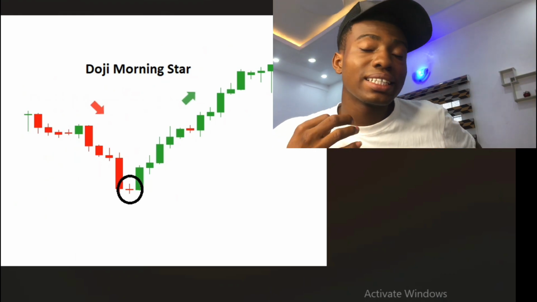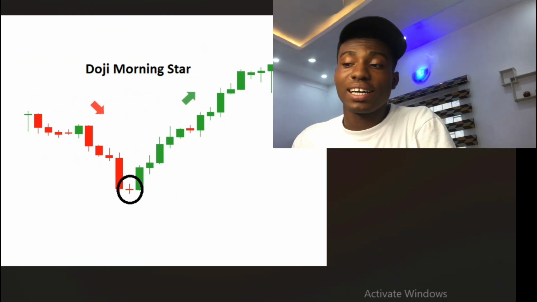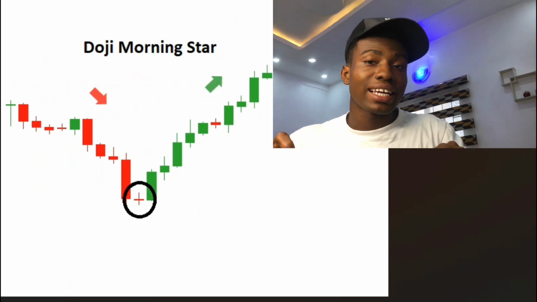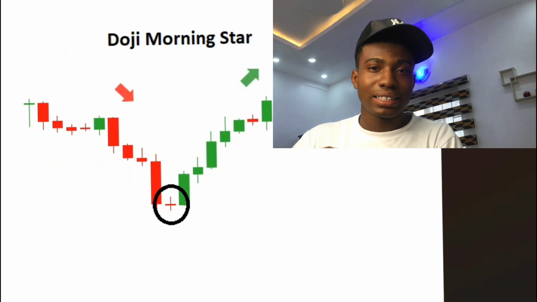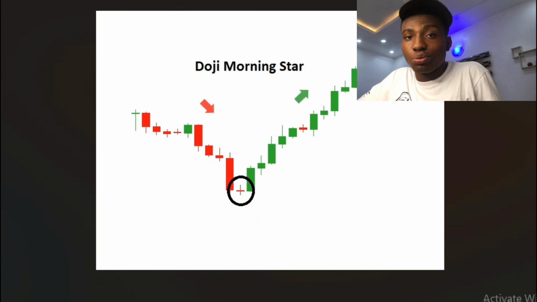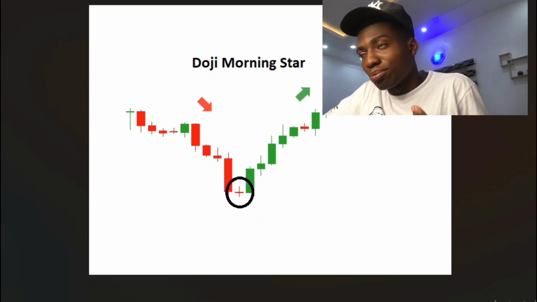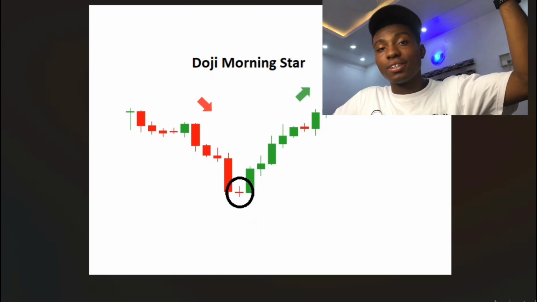Now the last but not the least candlestick right here is the morning star and the evening star. So the morning star is majorly when the market is in a downtrend. So evening star is majorly when the market is in an uptrend. Now this is an example of how the morning star looks like. This is the morning star, so we are expecting the market to go up. You understand? Morning, evening, morning, the sunrise, evening, the sun goes down.